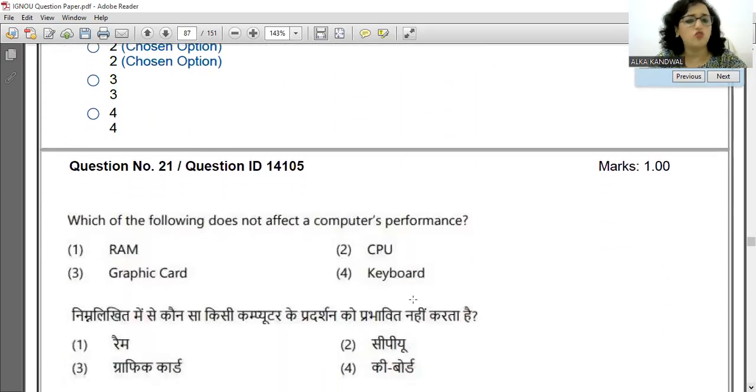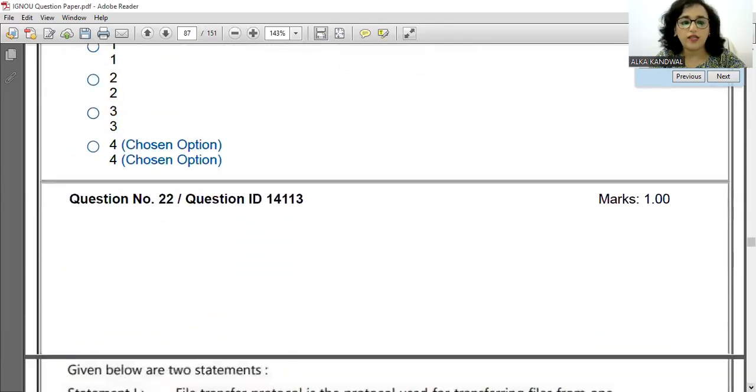Which of the following does not affect a computer's performance? So which one of the following is the correct answer to this question? RAM, yes, definitely it affects, and those who are into gaming उनको तो पता ही होगा कि अगर RAM ज्यादा नहीं है तो कंप्यूटर गेम खेलते समय बहुत प्रॉब्लम हो जाती है. और CPU does affect, definitely graphic card does affect, keyboard does not affect the computer performance. So yes, the correct answer is keyboard. So that 21, fourth option is the correct answer. Now next 22, let us go.